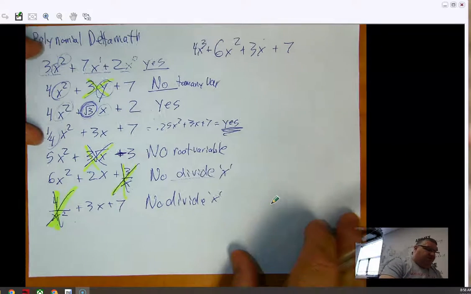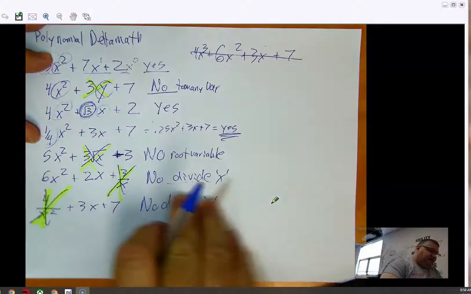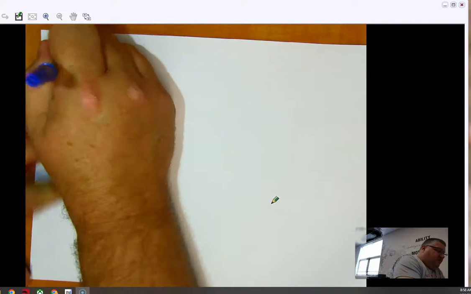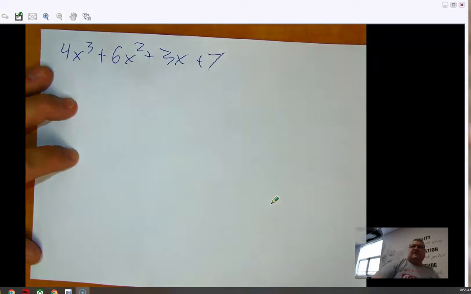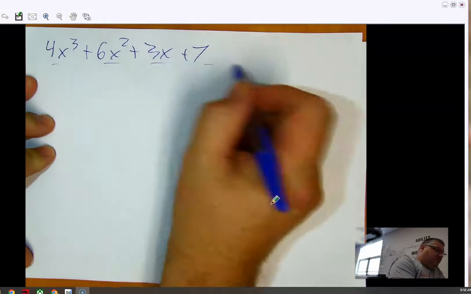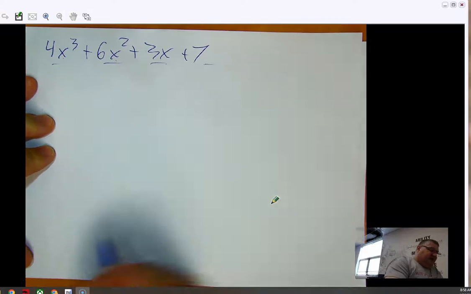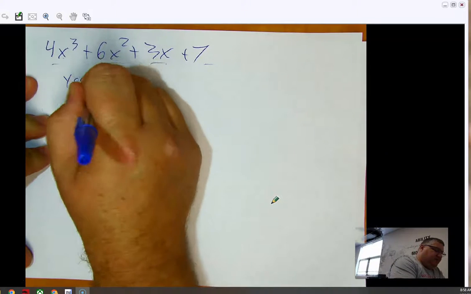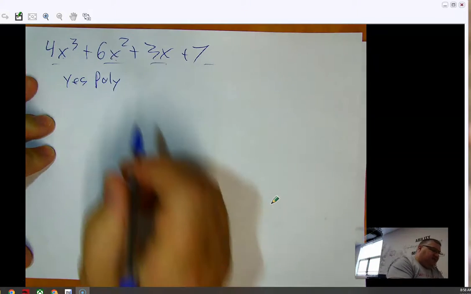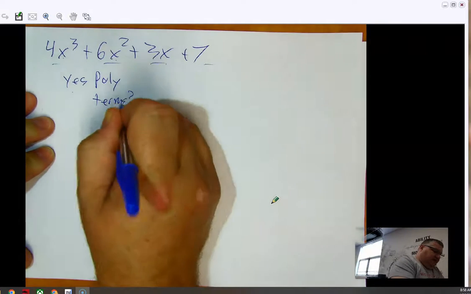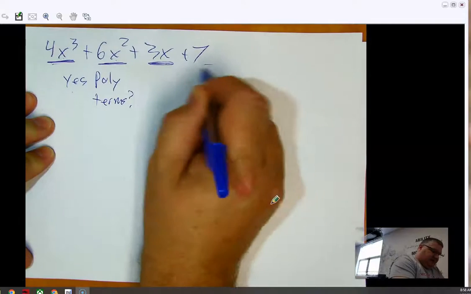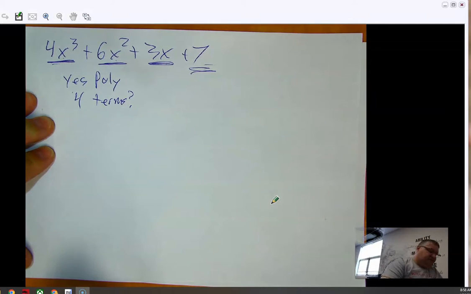Now, let's go over here and look at the next piece. If I have something like 4x cubed plus 6x squared plus 3x plus 7. Is this a polynomial? Boom, boom, boom, boom. X cubed, x squared, x, and 7. Yes, it is. This is totally a polynomial. And in this case, we would say, how many terms? The answer is 1, 2, 3, 4 terms.